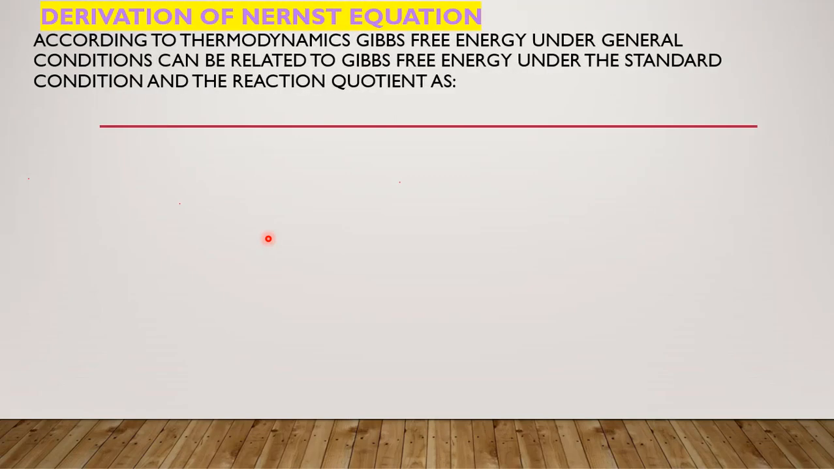Next, derivation of the Nernst equation. You can see here, according to thermodynamics, the Gibbs free energy under general condition can be related to the Gibbs free energy under the standard condition and the reaction coefficient. See here, delta G is at normal condition, delta G naught is at standard condition, plus the reaction coefficient term. Here K is the equilibrium constant or reaction coefficient.